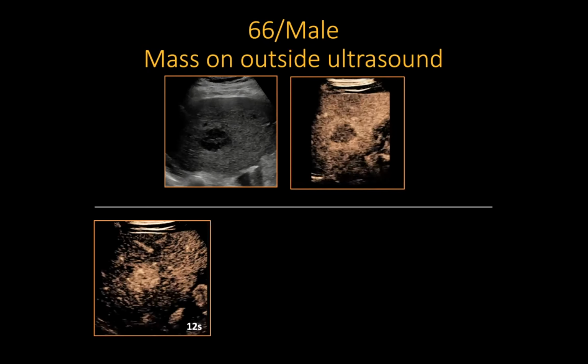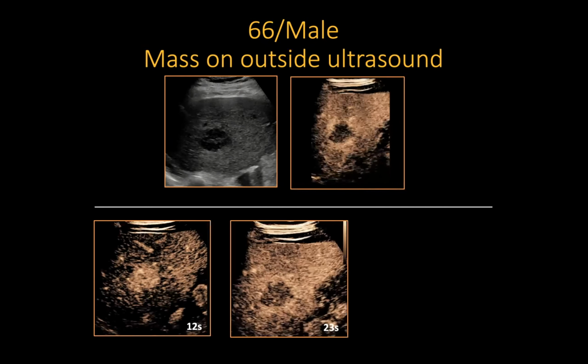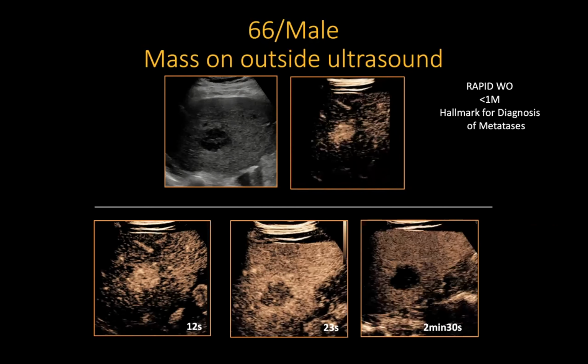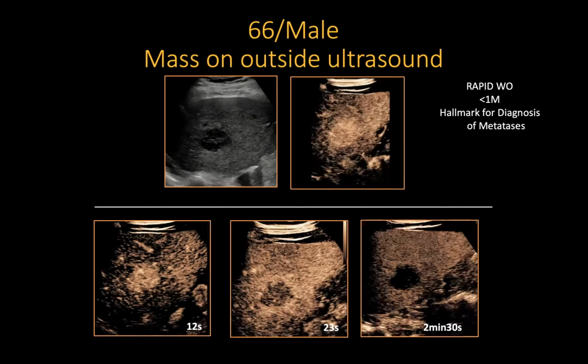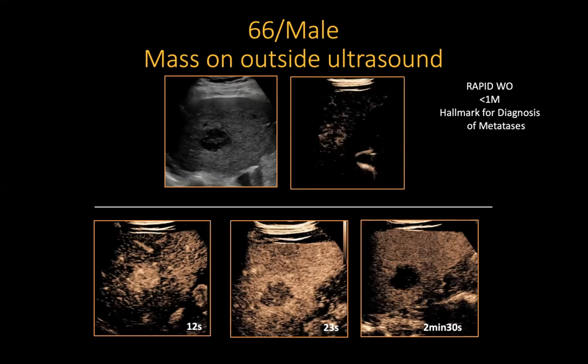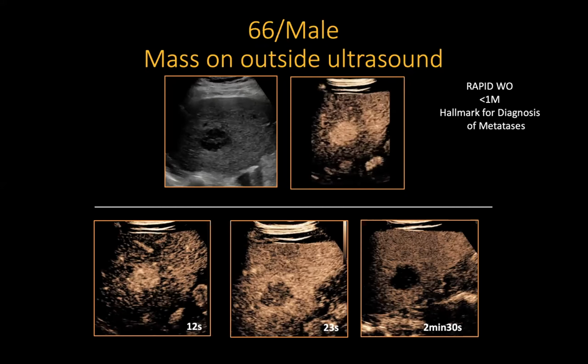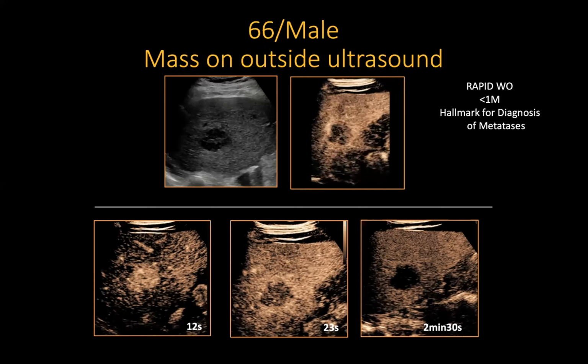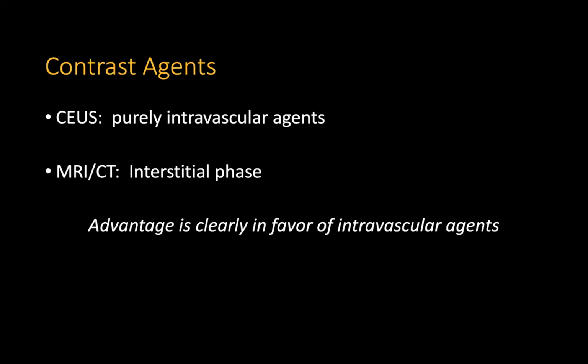So at 12 seconds, we have a hyper-enhanced mass, but by 23 seconds, we have weak washout, and by 2 minutes, the mass is completely black. So this kind of rapid washout at less than 1 minute is the hallmark for diagnosis of metastatic disease. And this contrasts with those masses that I showed you, the hemangioma and the FNH, where the arterial phase enhancement pattern really tells you what the answer will be. Here it is the rapid washout that is characteristic, the hallmark for the diagnosis of metastatic disease.